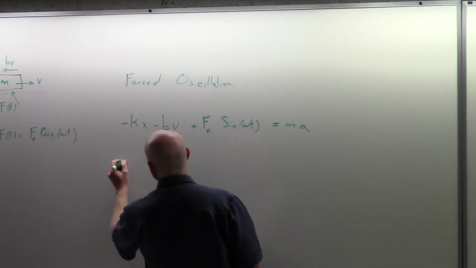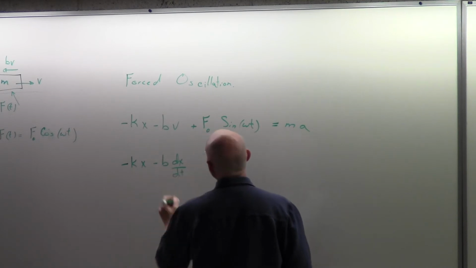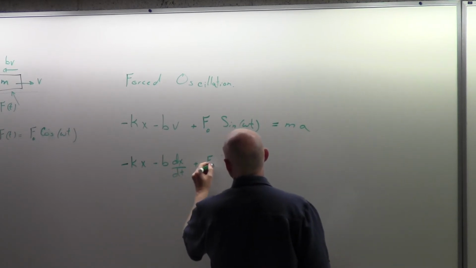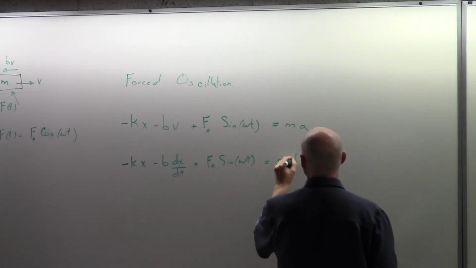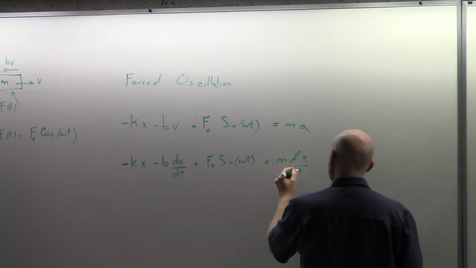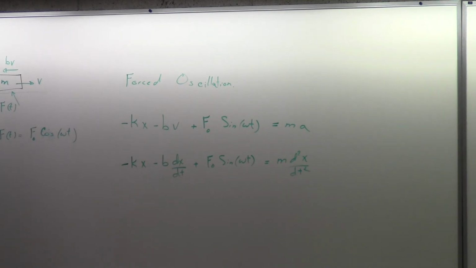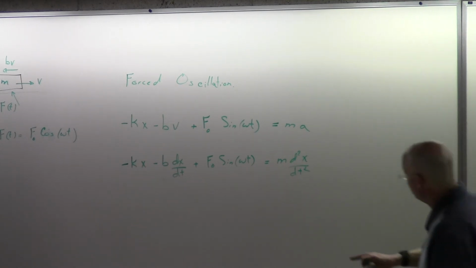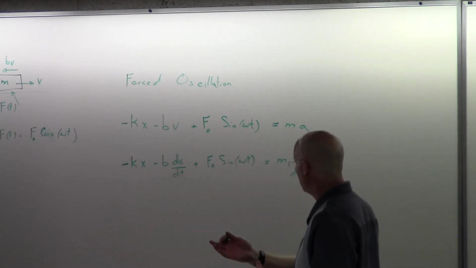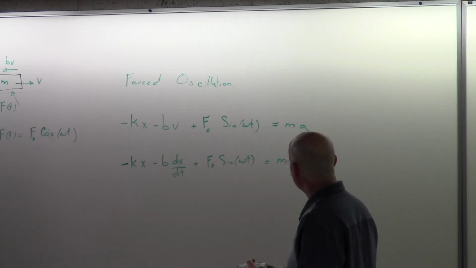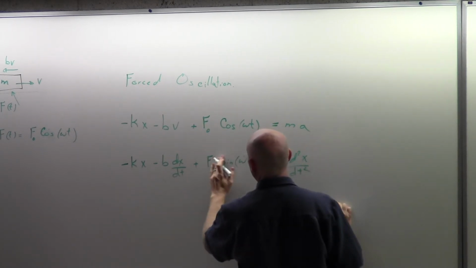If I write this as its differentials, this is dx/dt. This, of course, is F-naught sine omega t. This is, of course, m d²x/dt². And there would be my differential equation. For those of you doing math, you would probably move these other two to the other side and call it an inhomogeneous equation. Yeah? Is there any reason you changed it from cosine to sine, or just arbitrary? Oh, it is arbitrary. Sorry.